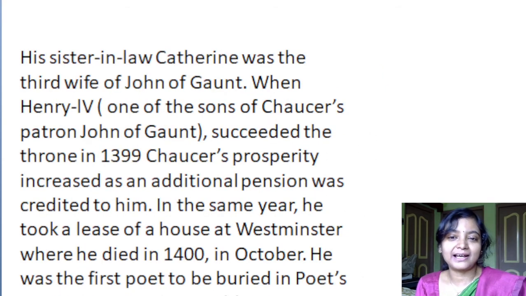His sister-in-law Catherine was the third wife of John of Gaunt. When Henry IV, one of the sons of Chaucer's patron John of Gaunt, succeeded to the throne in 1399, Chaucer's prosperity increased as an additional pension was credited to him. In the same year, he took a lease of a house at Westminster, where he died in October 1400.